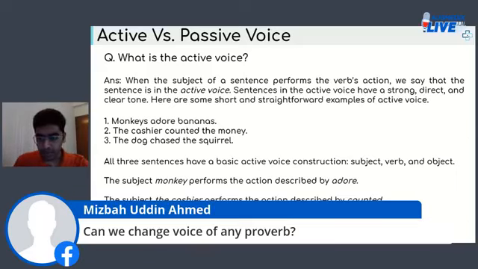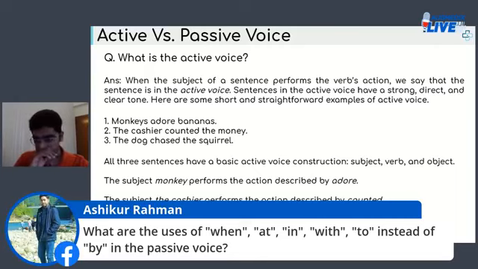Then we have another question from Ashika Rahman asking, what are the uses of when, at, in, with, to instead of by in the passive voice? The uses of when, at, in, with, to instead of by. Okay, first of all, you need to know why we use the preposition by in the passive voice.